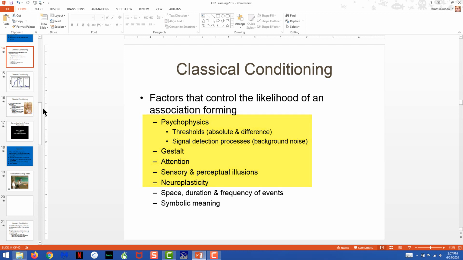The last two bullet points, space, duration, and frequency, and symbolic meaning, are present in this chapter, but they're not typically taught here. They will show up with greater prevalence in the memory chapter. So I'm going to hold off on talking about them until we reach the memory chapter. But what you're seeing on the slide, which is very important to grasp, is that all of these principles are the essential core principles of all psychology. There is no part of psychological science that does not involve any one of these systems at all times.